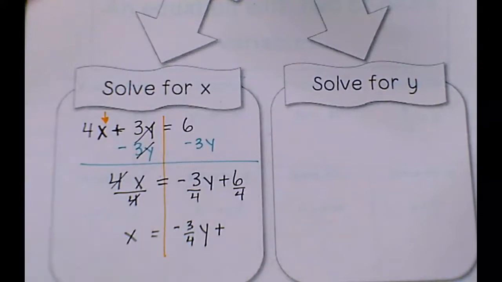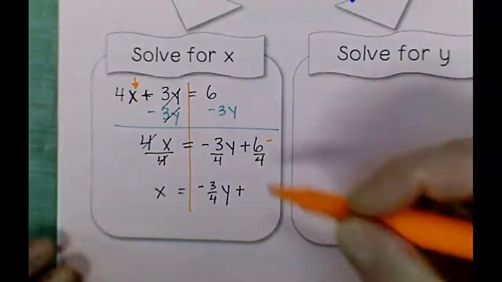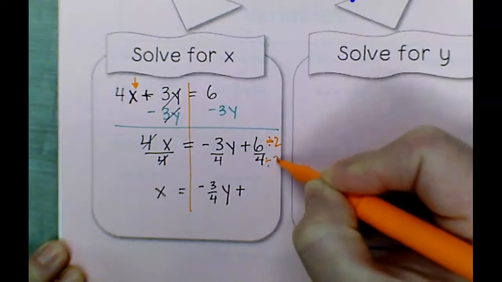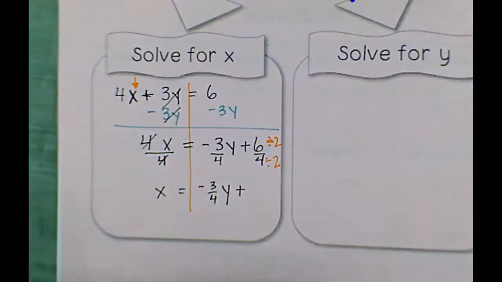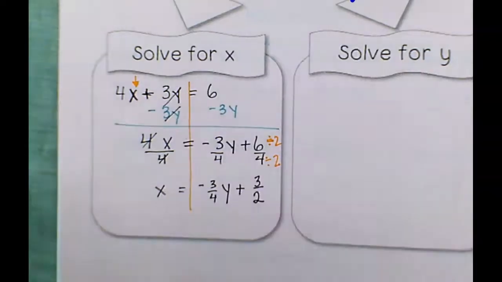Now, 6 over 4 can reduce. Okay, we need to reduce this fraction, so these are both even numbers, so I'm going to divide both of them by 2, and so this is going to be 3 halves. And that's what we get when we solve for x.